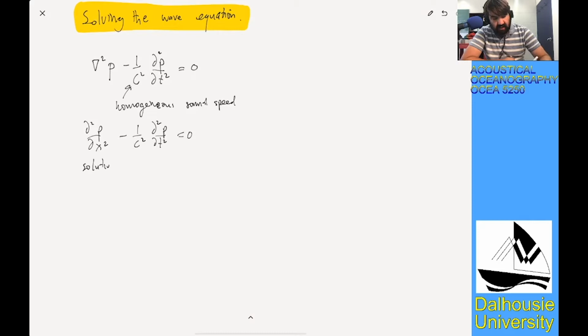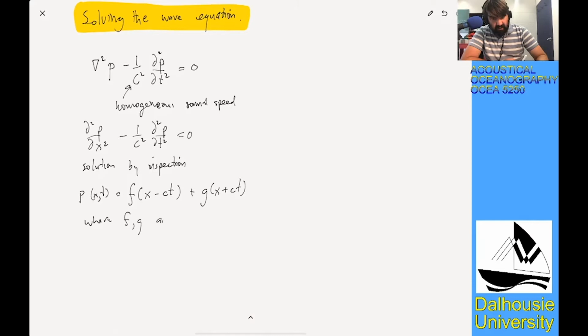And I'm sure this is familiar for all of you, but of course, you know that any function with the form x minus ct or x plus ct, because of our second order derivatives, will solve this above equation. So let's be clear here, where f and g are arbitrary functions.